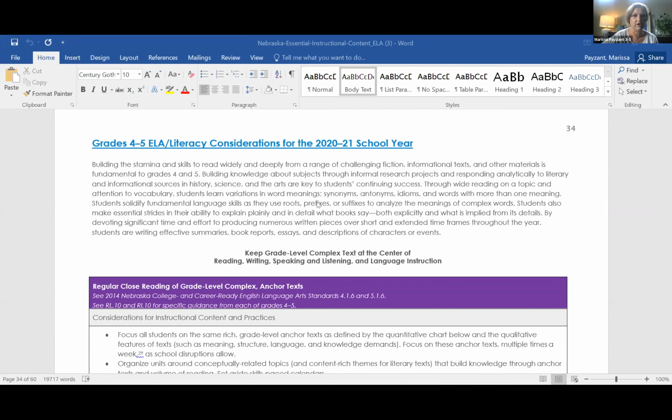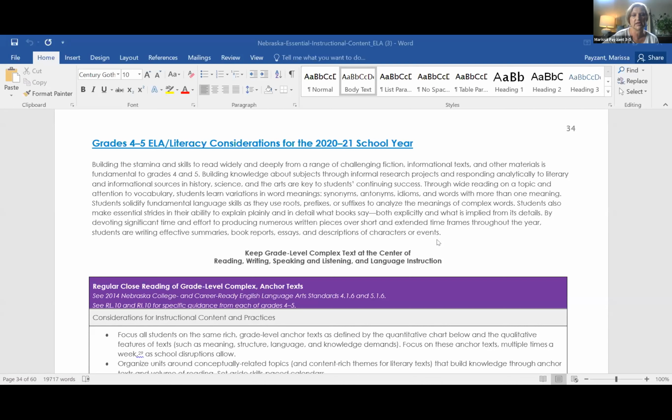Again, it's linked on the PowerPoint, but this is Student Achievement Partners, and I was just mentioning how they've been really responsive to the COVID pandemic. They have released this document, and the original title when it came out was Prioritizing Instructional Content. We did take this and align it to Nebraska standards and made some other adaptations for Nebraska educators. We're calling it Essential Instructional Content.